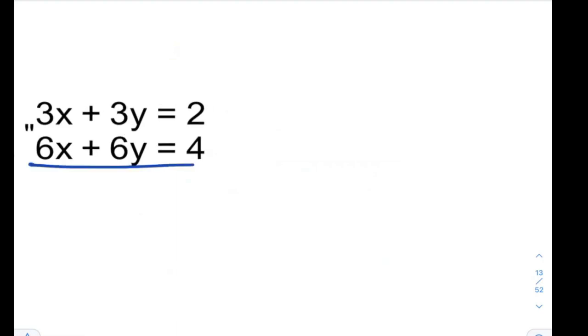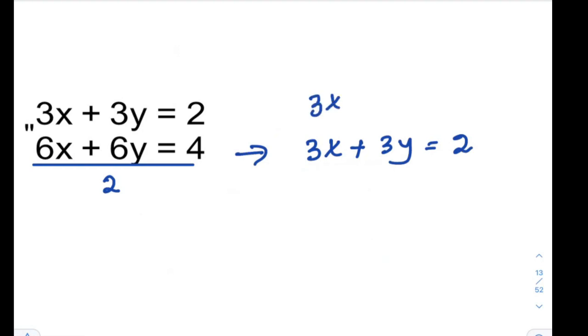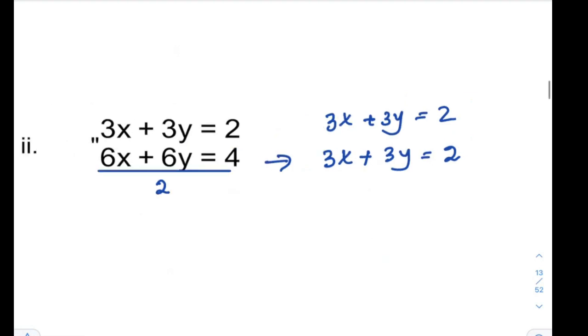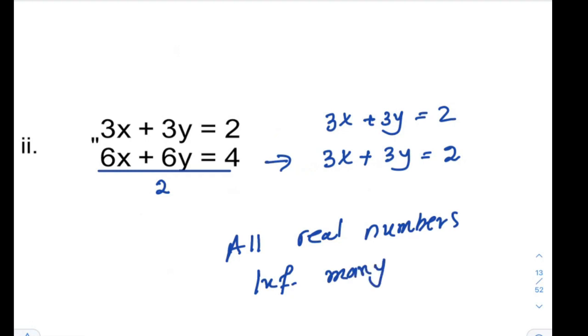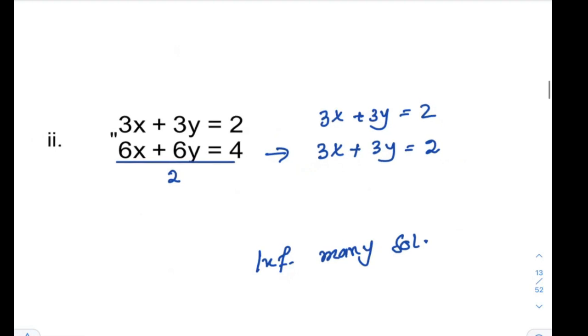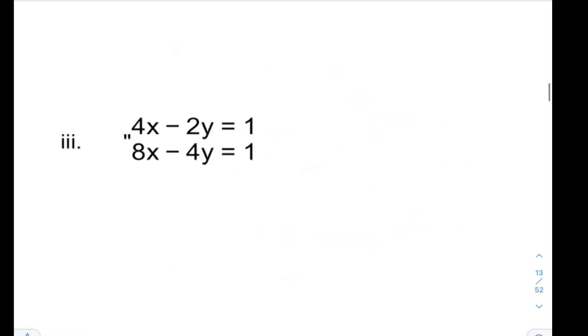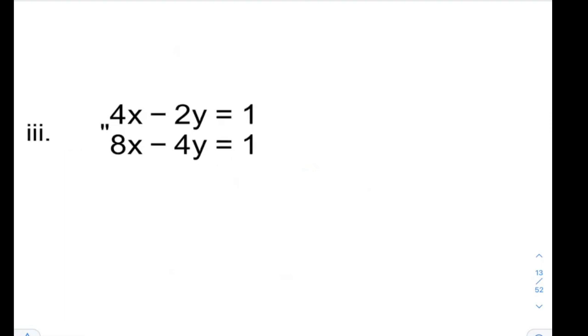Here, actually, we can simplify. Everything can be divided by 2. So this will be 3x plus 3y equals 2, while the first equation is 3x plus 3y equals 2. As you see, they are exactly the same, so the solution is all real numbers, or you can say infinitely many solutions. It's better to say infinitely many solutions. Try to simplify whenever possible, but here we cannot.